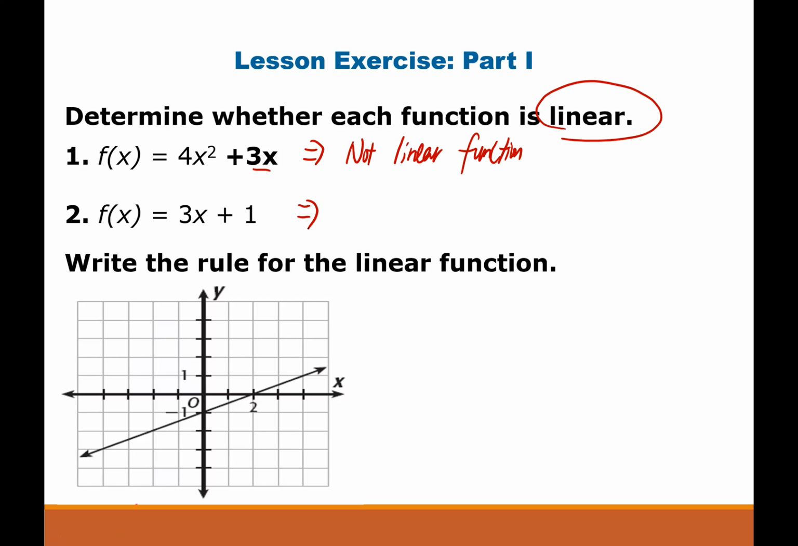The second one is a linear function because we can easily identify the slope. We can identify the y-intercept here, and then the power of x is 1. So this is definitely a linear function.